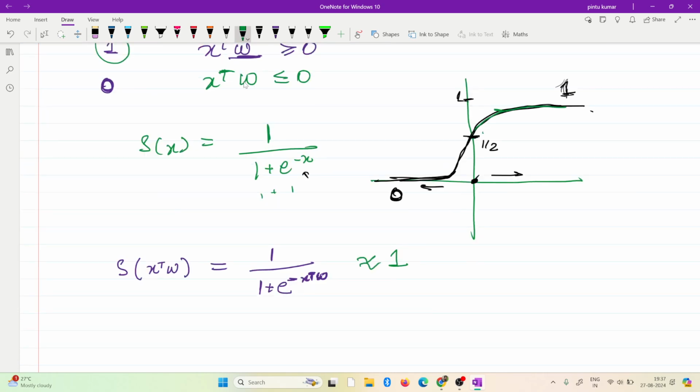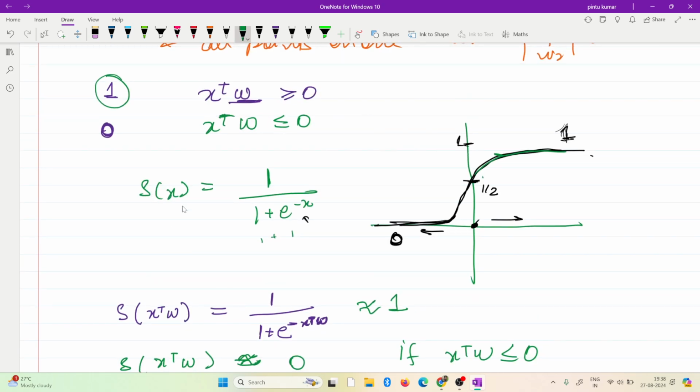Okay. And if my X transpose W is less than or equal to 0, it will be approximately close to 0. Okay. So this S of X, that is the sigmoid function, helps us map these values to 0, 1.